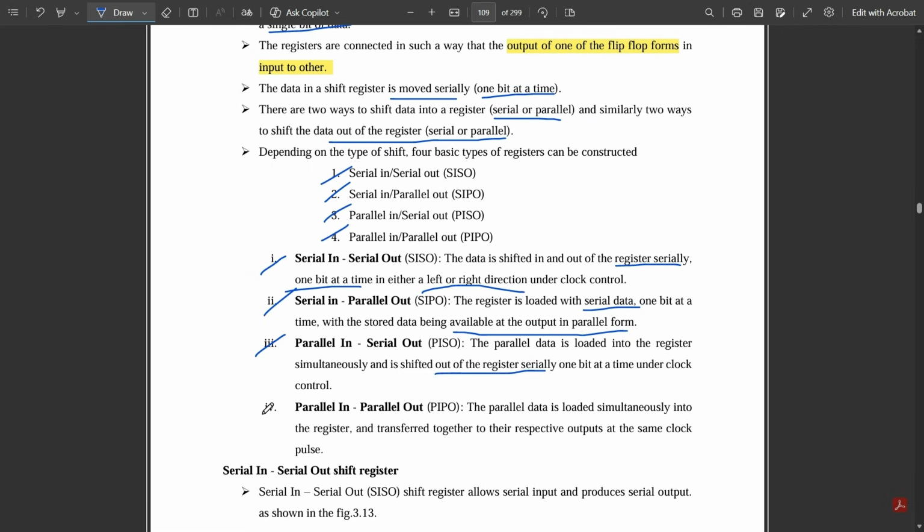Okay. Fourth one is parallel in, parallel out, that is PIPO. Here in PIPO, the parallel data is loaded simultaneously into the register and transferred together to their respective outputs at the same clock pulse. Okay, so here, simultaneously at the input as well as the output side, the inputs are sent in parallel, and the output side is also receiving in parallel. Okay, yeah. So these are the basic definitions of these four shift registers.